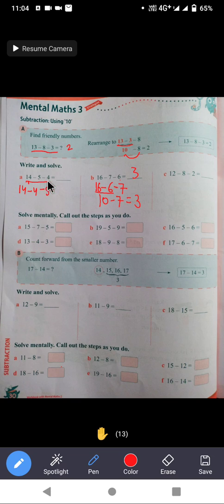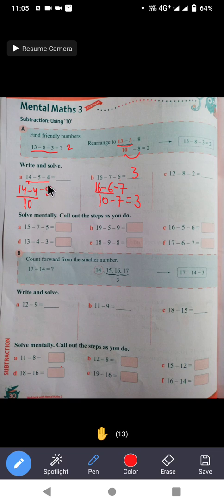Okay, I have rearranged the numbers only. 4 I have taken first, then 5. Okay, so why did I rearrange this? Because of getting 10. Here if I subtract 4 from 14, I will get 10. So from 10 we can subtract easily, so that's why I am making 10 here. Otherwise it will be difficult for you to subtract 14 minus 5, which is equal to 9, then 9 minus 4, which is equal to 5. Okay, so we have to make it easy.